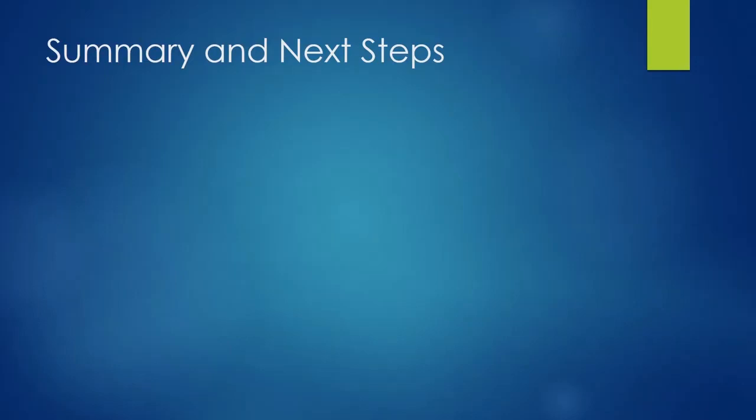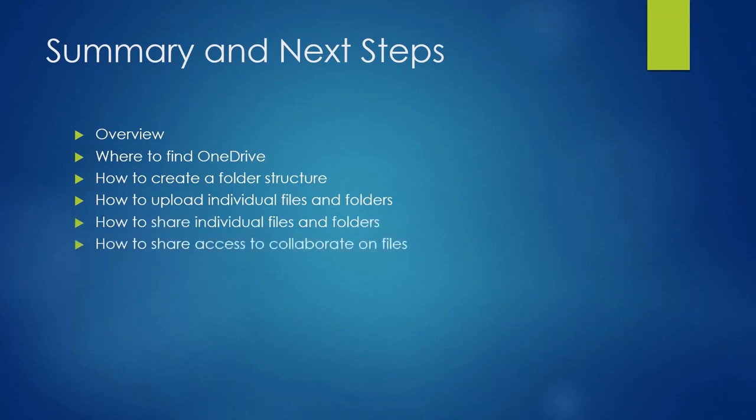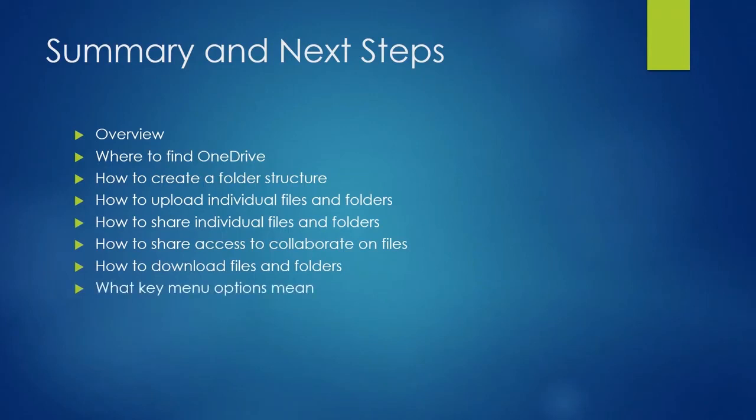So now you've reached the end of the instruction phase of the first part of Module 3 of the eEducator programme. So let's take a little look at what you've learned. We've given you an overview of what OneDrive is and why you might use it, shown you where to find it, how to create a folder structure, how to upload both individual files and folders, how to share individual files and folders, and we've given you a demonstration of how that access can help you collaborate on different files. We've shown you how to download files and folders either individually or as a group. We've looked at what the key menu options mean to help you get around.